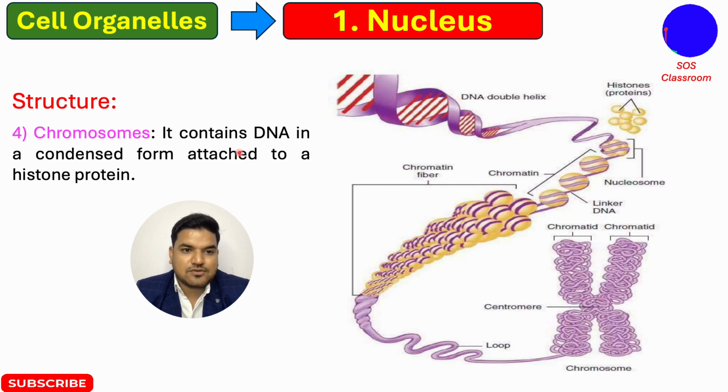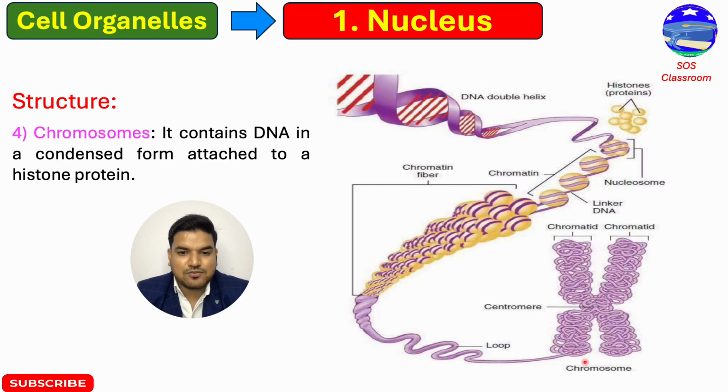Next is the chromosome. It contains DNA in condensed form attached to histone protein. So you can see this is the DNA double helix structure. This is the histone proteins, and when the helix structure attaches with the histone protein, it forms the nucleosome. Many nucleosomes together are called chromatin, and groups of chromatin are called chromatin fibers. And chromatin fibers make loop structures.